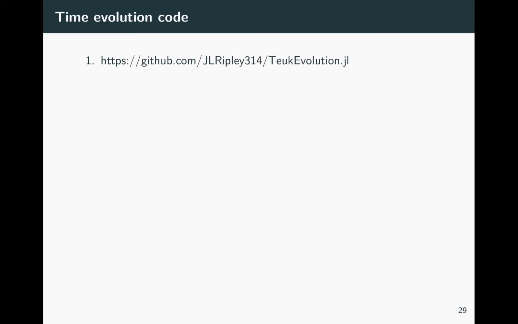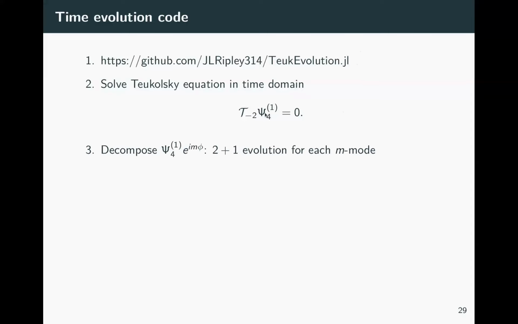First, to give you a brief description of the time evolution code, I should say all these codes are written in the Julia programming language, which is a convenient, easy to use language. So we're solving the Teukolsky equation in the time domain. We're going to decompose in terms of phi. So for a given m mode, it's just a 2+1 evolution. You have the angular theta and the radial r and the evolving time. So it's a 2+1 evolution code.